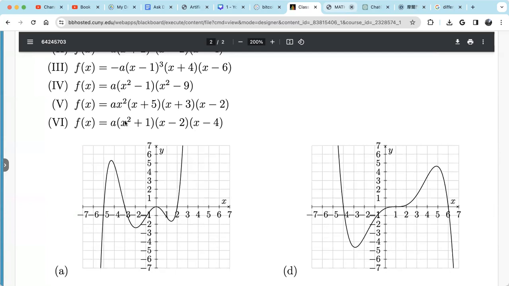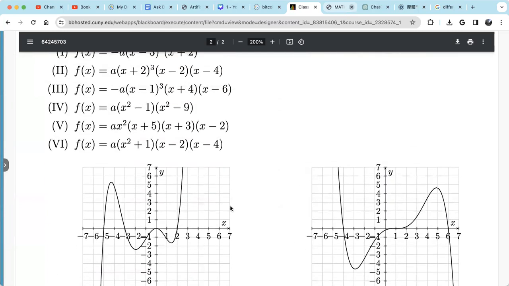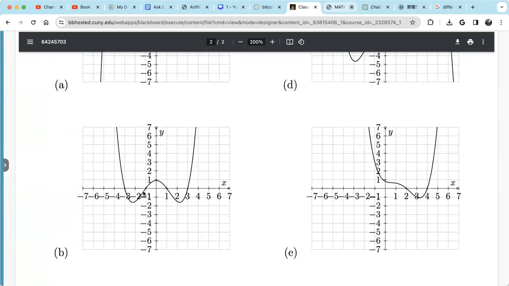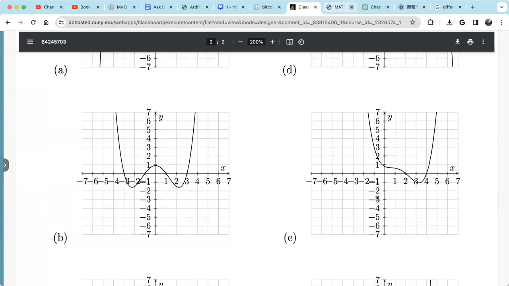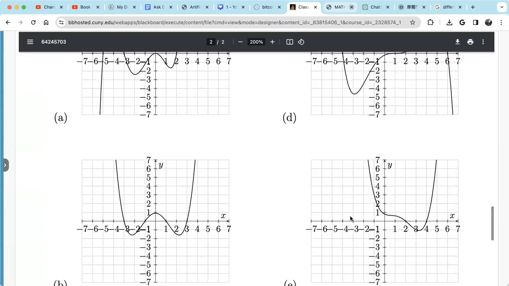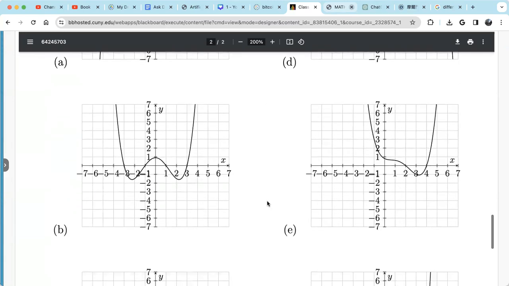Lastly, 6. Degree 4, positive. Both arms up. Roots, -1, 2, and 4. Oh, -1 is not, because we have x squared plus 1. This is the complex roots. So I have 2 and 4. That's it. E. 2 and 4 as real roots.